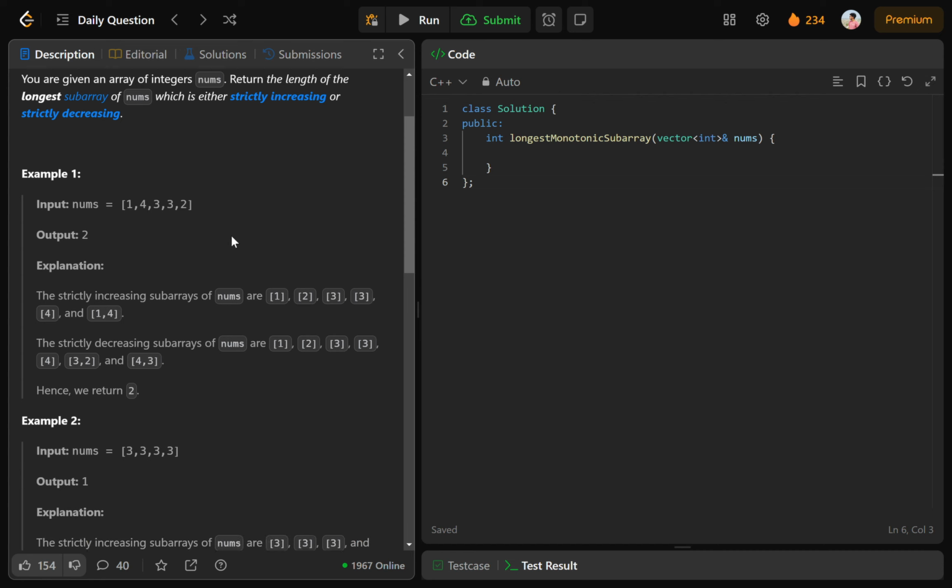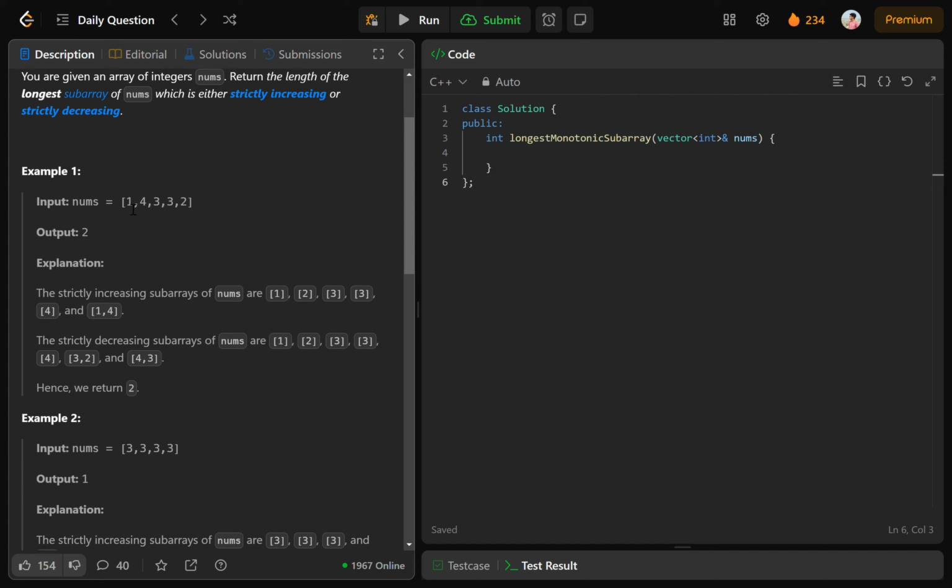Even a single element like 1, 4, 3, 3 or this 2 is also said to be strictly increasing or decreasing. In this example, 1 4 is strictly increasing of length 2, 4 3 is strictly decreasing of length 2, and 3 2 is also strictly decreasing of length 2. So in this question, the answer is 2.